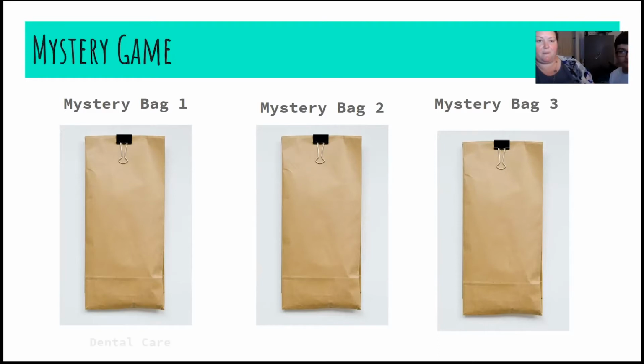Let's see. Dental care, you guessed it. Did you guys guess dental care? Woo! Adrian, you want to get in the camera so they can see it? There we go. He's sitting in a small little chair. We're all crammed in my room here. Hopefully we can do better. So that was mystery bag number 1. Good job.